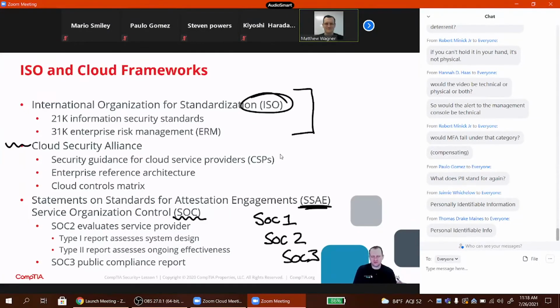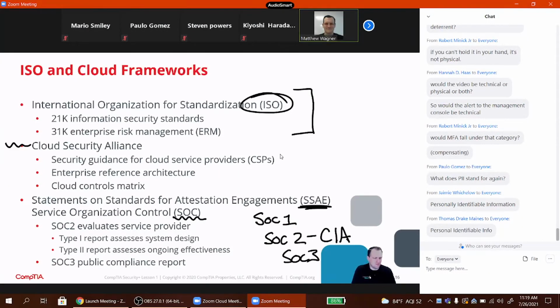But SOC 1 is all about finances and making sure the company's got that in order. SOC 2 is what we care about. It's a look into the CIA triad of an organization. How do they protect confidentiality? How do they protect the integrity? How do they provide availability for their systems? So it evaluates a service provider's CIA triad.